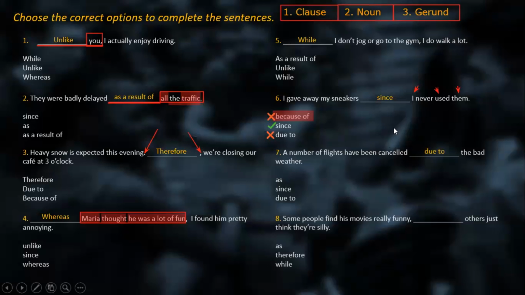"Some people find his movies really funny. Others just think they're silly." Is this contrast or are we talking about reasons? It's contrast. Okay. So what type of information do you have? Do you have a clause, noun, gerund? Noun. And for me, the answer is while. Others is the subject, think is the verb, they're silly is complementary information. Okay, it's a clause. So as a clause, what is the best linker? While. Exactly. While is the best linker.